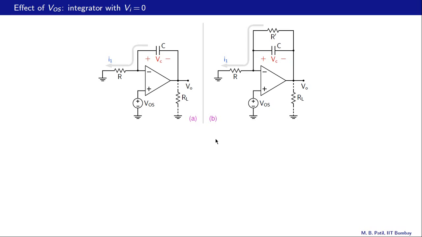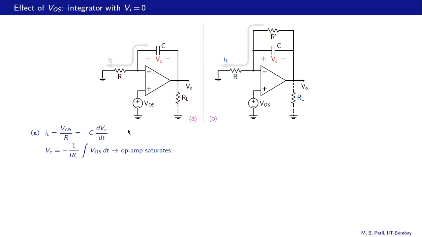Here is an improved integrator in figure B. And what is the difference between these two circuits? We have a resistor R prime connected in parallel with C here, and we will see how that helps. We will consider both of these circuits, our earlier integrator circuit and the improved integrator circuit, with Vi equal to 0. So this node, which is otherwise equal to Vi, is grounded in both cases. Now let us see what happens in each of these cases.